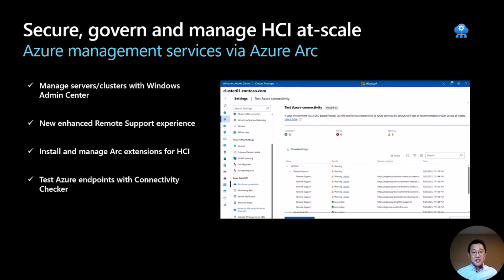Finally, many of these Azure services for managing your edge infrastructure require connectivity to Azure, and each service requires different endpoints, and configuring these endpoints and managing the whitelist in your firewall can be challenging. We're making this easier with a connectivity checker tool you can run in PowerShell or Windows Admin Center. This tool will check all required endpoints, tell you which endpoints were successfully reachable or not, so that you can easily troubleshoot connectivity issues.